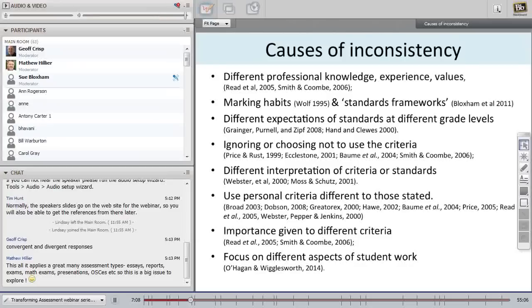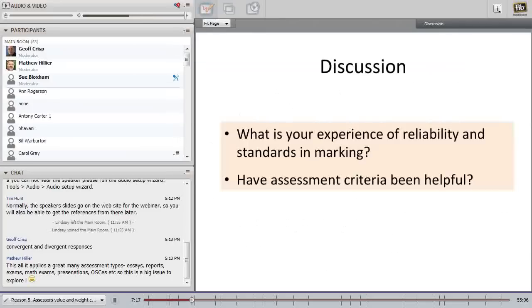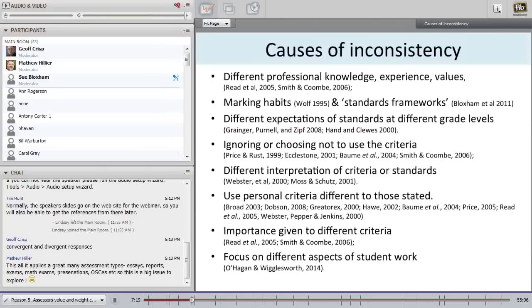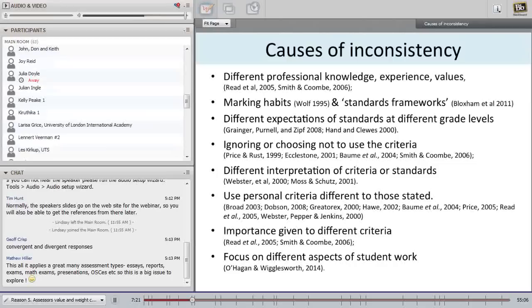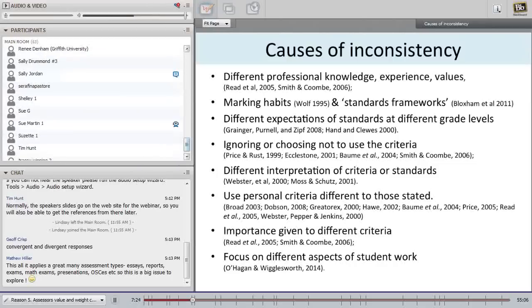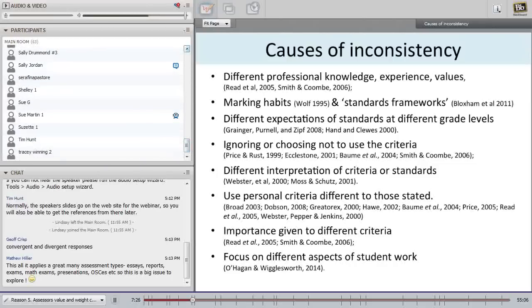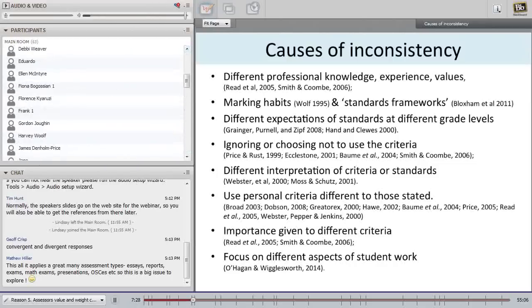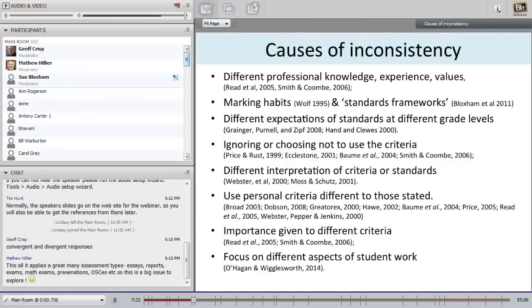But also people, as well as ignoring the published criteria, tend to use personal criteria different to those that are stated, because they think it's more important or whatever. People give importance to different criteria and they focus on different aspects of student work. So that's what prior research seems to be throwing up about inconsistency, and there may be other reasons.